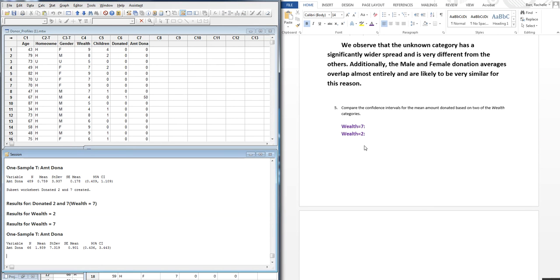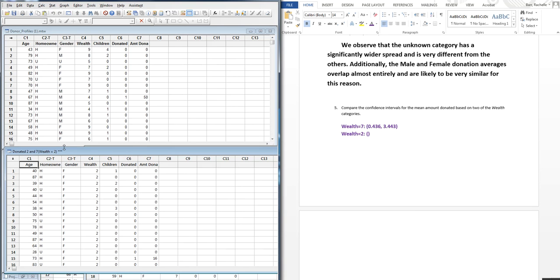So there's my confidence interval for 7. Again with the sad faces. Okay. And now let's do wealth equals 2. So I'm going to click over onto the 2 guy. Wealth equals 2. Yep, this is the right one.